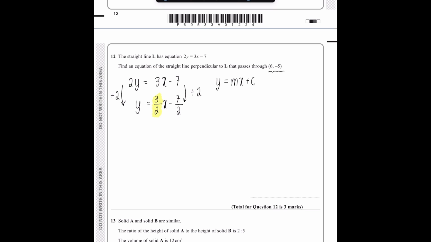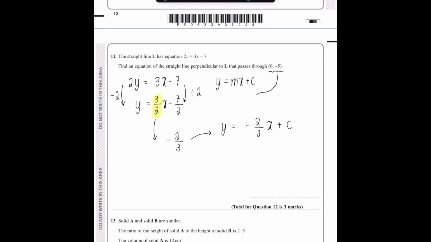But to find the gradient of a line perpendicular to L, we need to look at the negative reciprocal. So what is the negative reciprocal of 3 over 2? It's minus 2 over 3. So in other words, we know our line has a gradient of minus 2 over 3. So we can write y is equal to minus 2 over 3 x plus c.